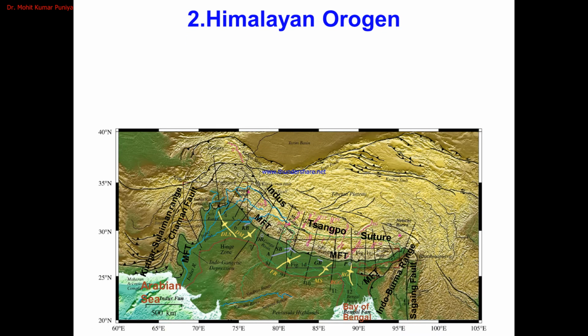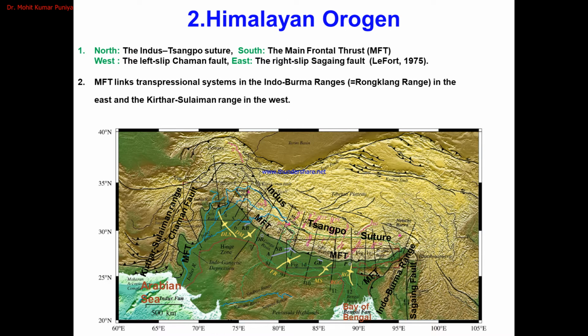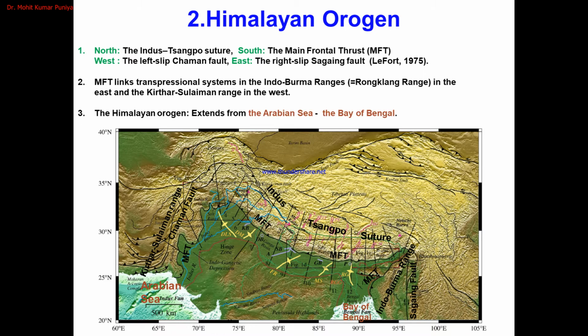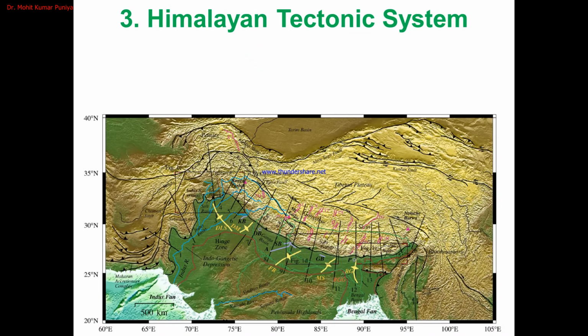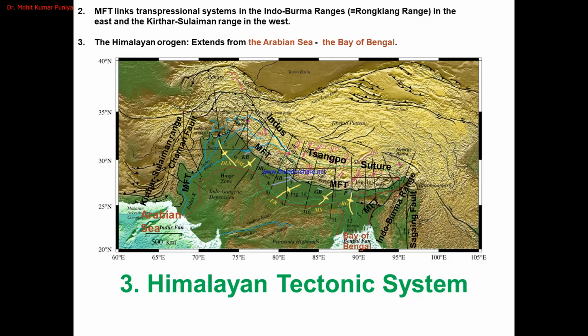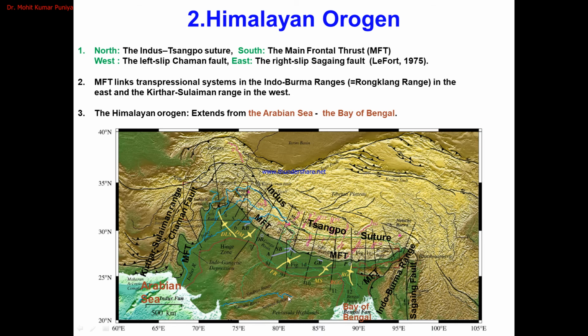Then Himalayan orogen. As I have already told you, an orogen is the uplifted portion due to the collision of two plates. The northern portion is demarcated by the Indus-Tsangpo Suture Zone. The Indus-Tsangpo Suture Zone marks the boundary between the Eurasian plate and the Indian plate.